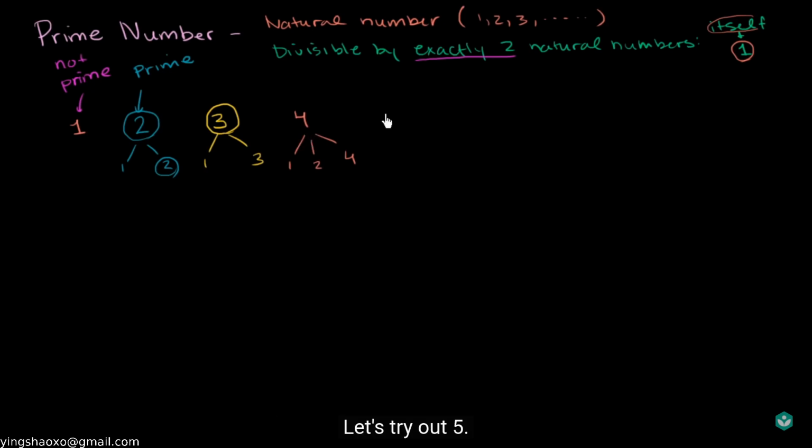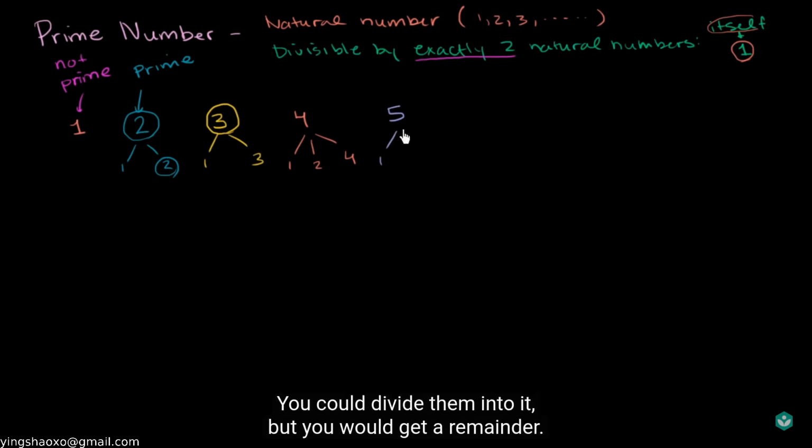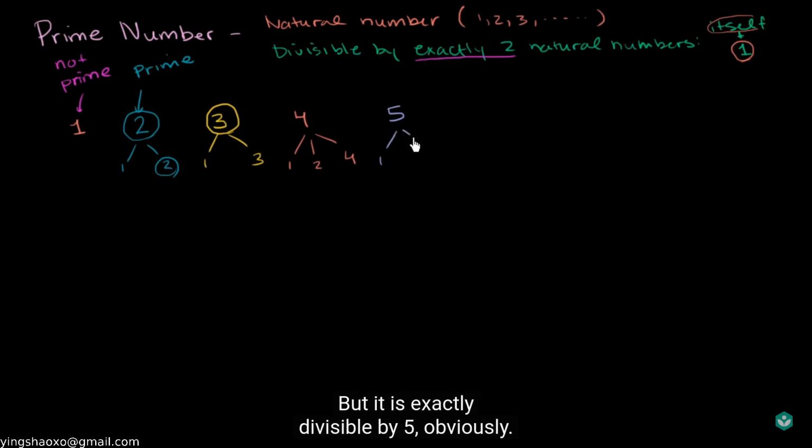Let's try out 5. So 5 is definitely divisible by 1. It's not divisible by 2. It's not divisible by 3. It's not divisible by 4. You could divide them and get a remainder, but it's not exactly divisible. It is exactly divisible by 5, obviously.